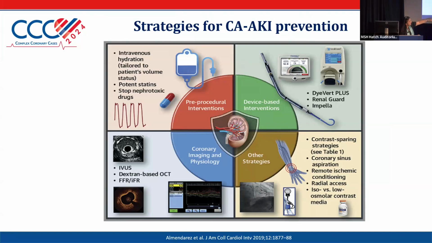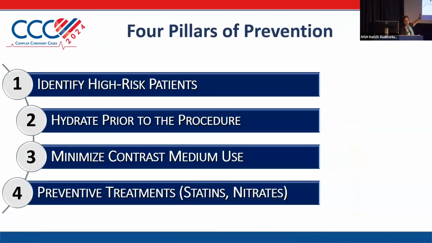And then, of course, very important are other strategies that they're basically doing: ischemic preconditioning, radial access, believe it or not, coronary sinus aspiration, or contrast-sparing steroid strategies that I've already shown you. But there are only 4 pillars of prevention: identifying that high-risk patient, hydrating before the procedure, minimizing contrast volume, and of course, very important are some of these preventive things that have shown some interesting results, which I will show you.